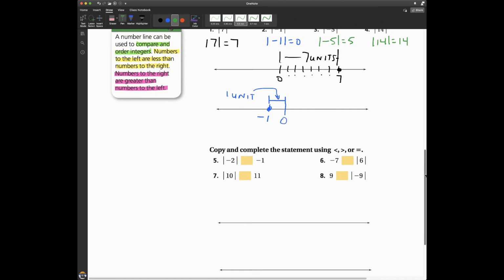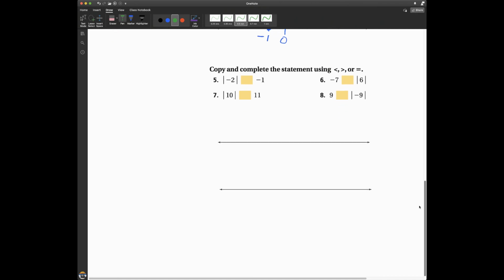Let's look at these next few problems. Now we're going to compare. This is where we are going to be comparing values. Some of them are absolute values, some of them are integers. So for number 5, I want to compare the absolute value of negative 2 to negative 1.